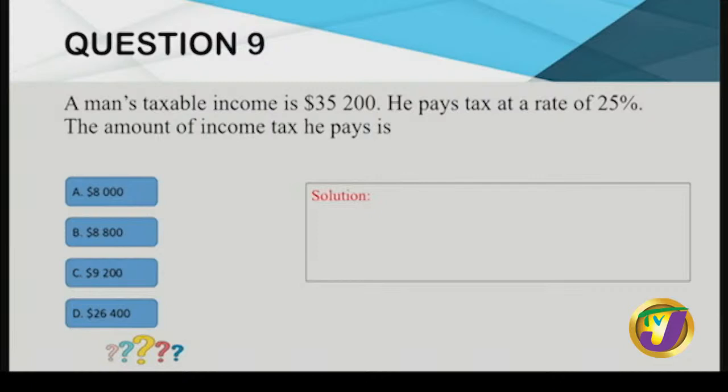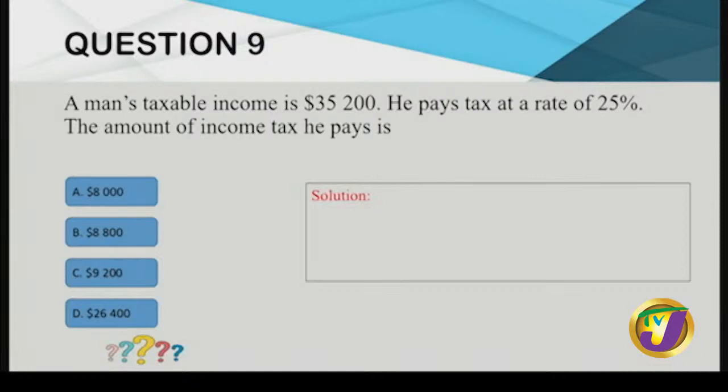Multiplying 9,000 by 4 gives 36,000, which would be more than the income. So that one is out. And this one is clearly way out. So my guess, based on what we just did, is that the answer is going to be B.